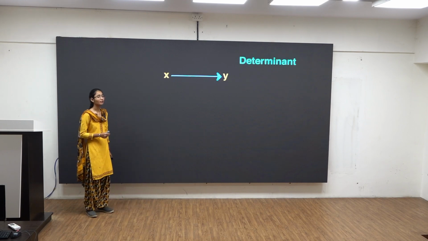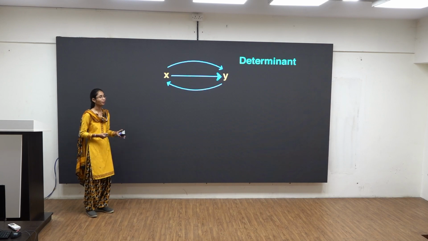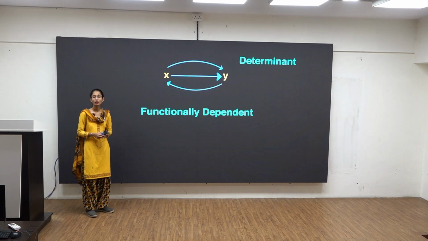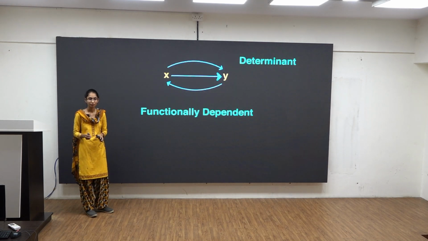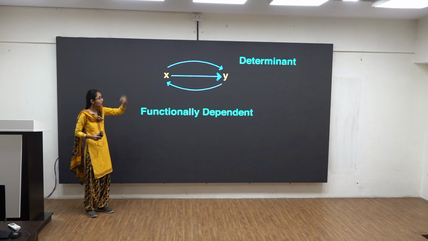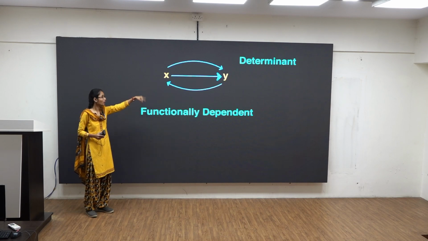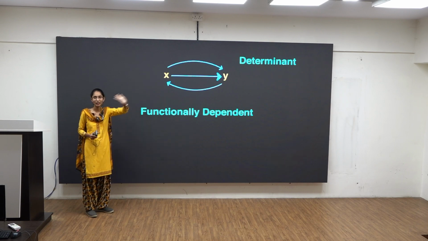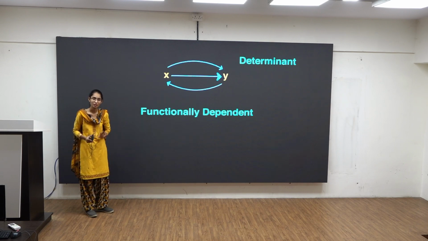Probably directly you might not understand what exactly this representation means, what we mean by determinant, or what we mean by functionally dependent. So let us take one proper example. This is a basic syntax thing. Here X and Y you have to consider as attributes or columns. X is determining Y and Y is functionally dependent on X. That is what this equation tells according to our DBMS.